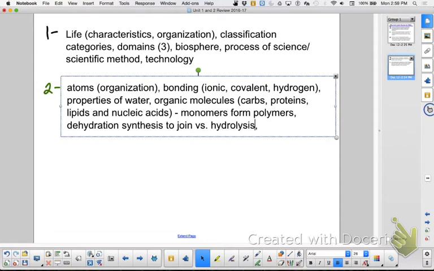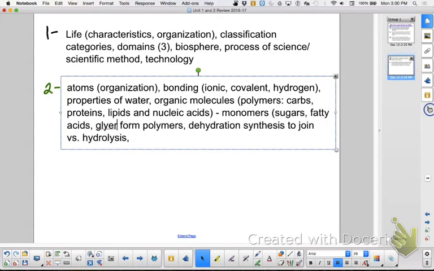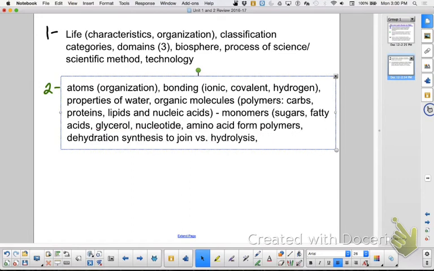I have a quick question. Yes, go right ahead. For monomers, would the monomers be nucleic acids forming DNA kind of? The monomers would be a nucleotide forming a nucleic acid. Okay, so these right here, these organic molecules, carbs, proteins, lipids, and nucleic acids, these are the polymers. The monomers are going to be things like sugars, right? Fatty acids, glycerol, a nucleotide, an amino acid, right? Those are all the monomers that join to form the polymers.